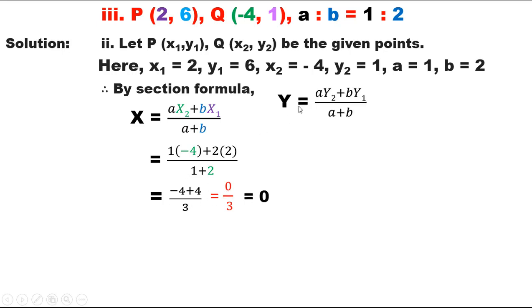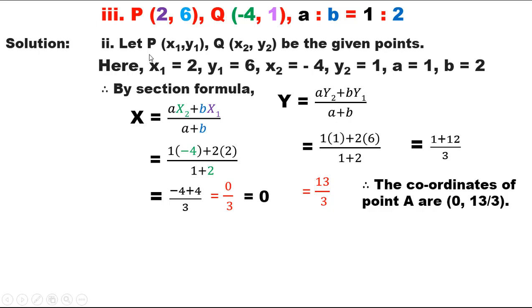The y coordinate of the point A is equal to a y2 plus b y1 divided by a plus b. 1 into 1 plus 2 into 6 divided by 1 plus 2 is equal to 1 plus 12 divided by 3, which is equal to 13 upon 3. The coordinates of the point A are 0 and 13 upon 3.